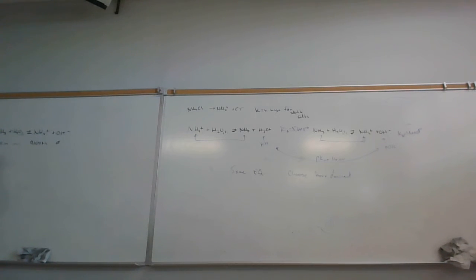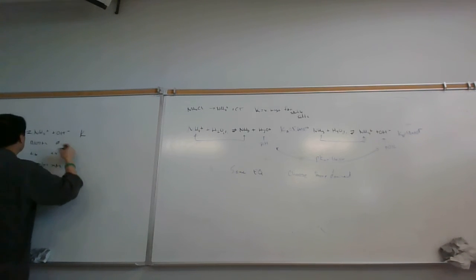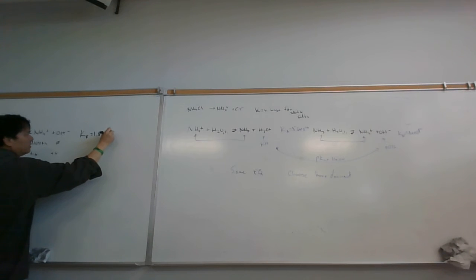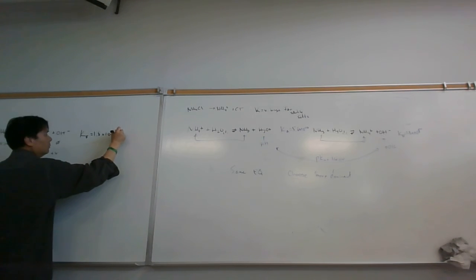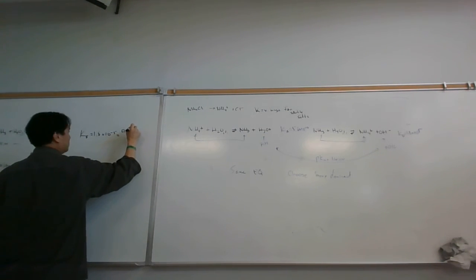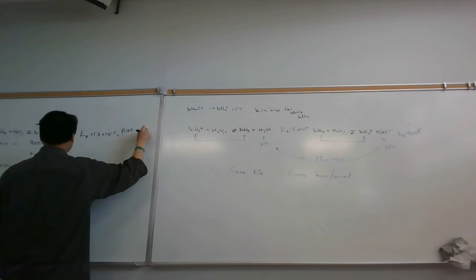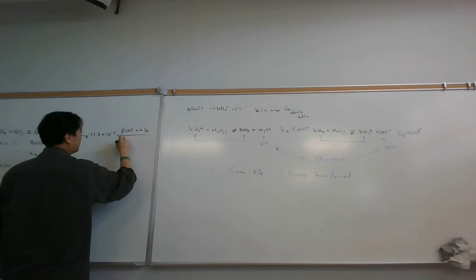And so this is going to be minus x, plus x, plus x. And so that equilibrium is going to be 0.164 minus x, 0.102 plus x, and x more. And so this is Kb, which we decided to do 1.8 times 10 to the minus 5, which is going to equal 0.102 plus x times x over 0.164 minus x.